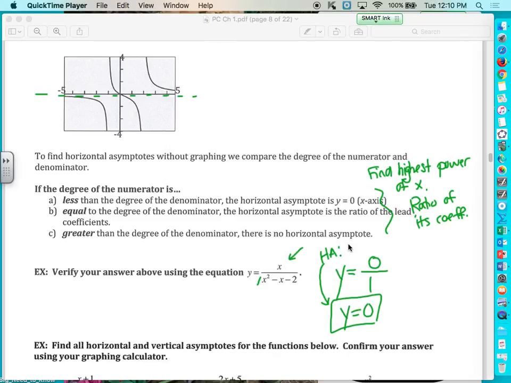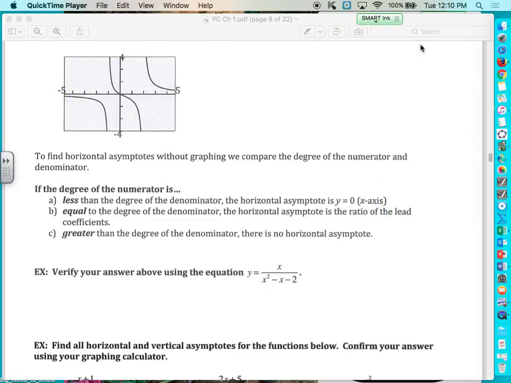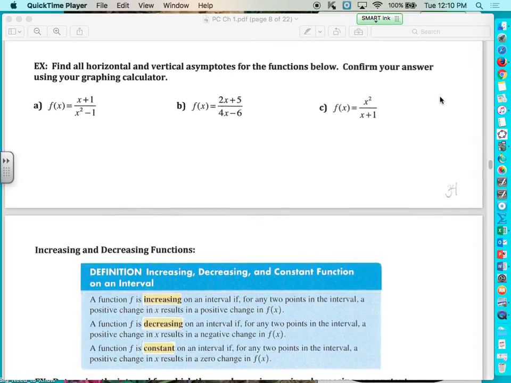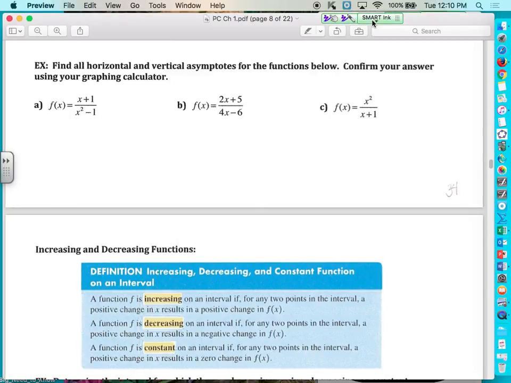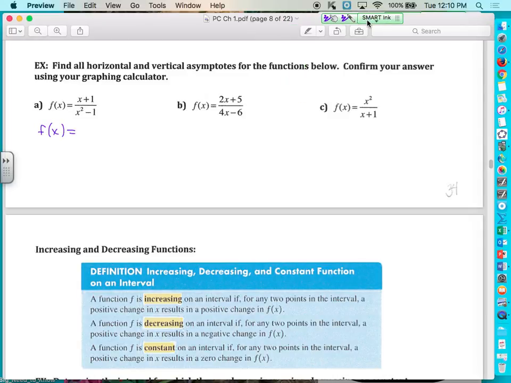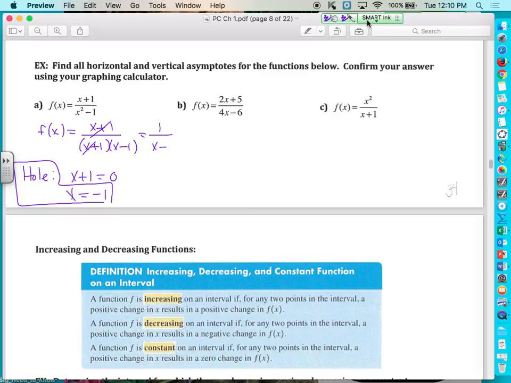All right, so let's do a bunch of these where you have to find these asymptotes, so this will all make sense for you. If you look at the first one, this is a good example of why you need to factor. If you factor this function first, you'll see that the x plus 1's cancel, which is a hole in the graph. If you set x plus 1 equal to 0, you'll get x equals negative 1. So when x is negative 1, you're going to have a hole in the graph. The function that's left is 1 over x minus 1.